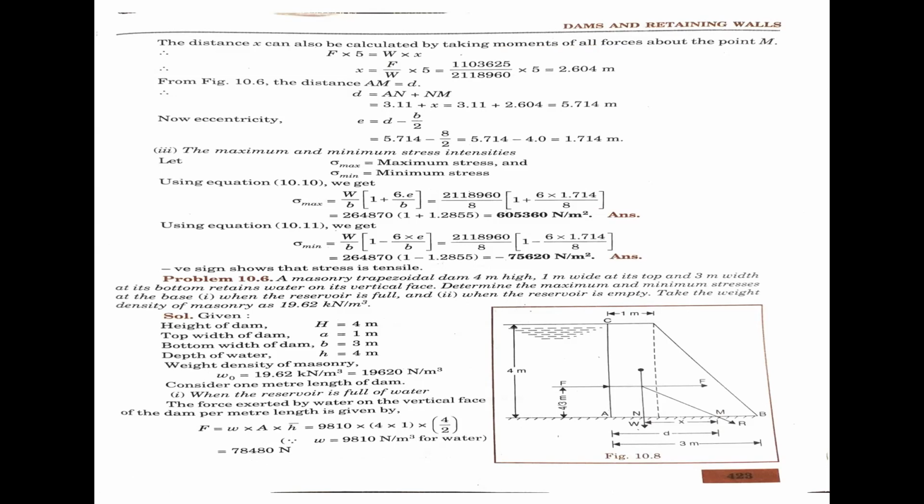Now eccentricity you have to calculate using the formula for a trapezoidal dam. Eccentricity e equals small d minus small b by 2. Now you know the value of small d and the b value already. 5.714 minus 8 by 2 equals 5.714 minus 4.0, which equals finally 1.714 meters. Okay, this is the eccentricity you have to calculate. Now eccentricity equals 1.714 meters.